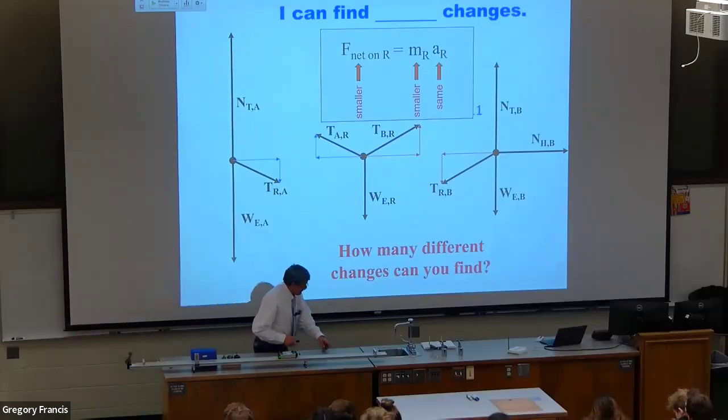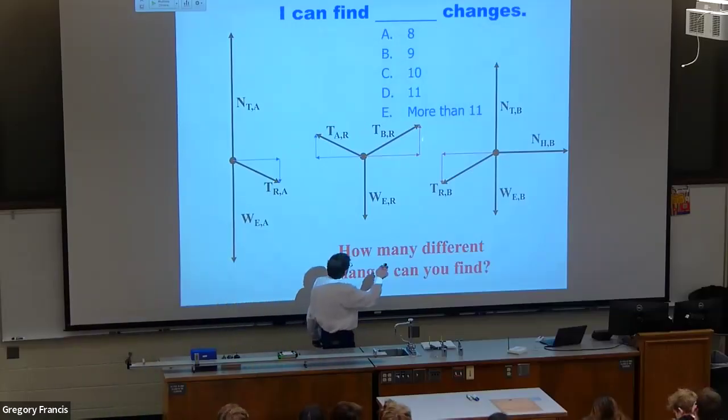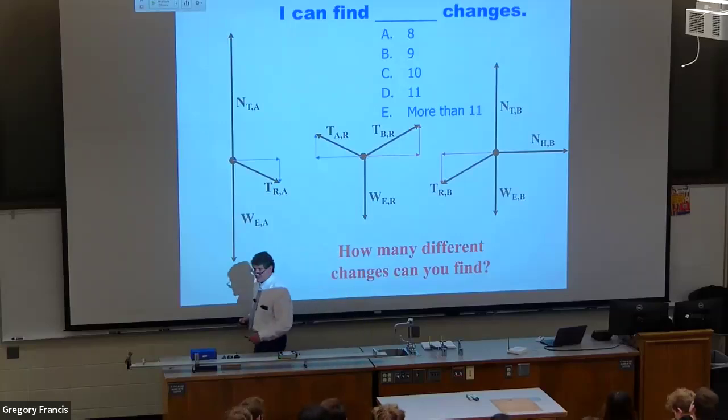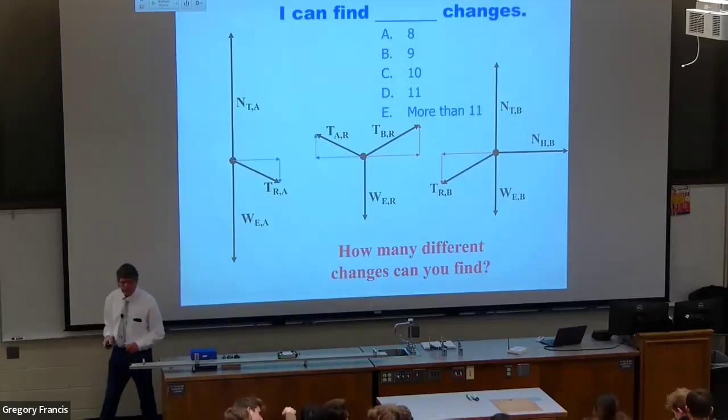We're almost done. If this one changes, this one changes, that's 7. If this one changes, this one changes, that's 8. If this one changes, that one changes, that's 9. And if this one changes, that one has to change to give me the same net force on B. So the answer is 10. All right. See if your neighbor got 10. If not, slap them. Do what you need to do.